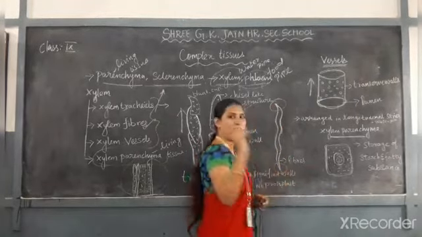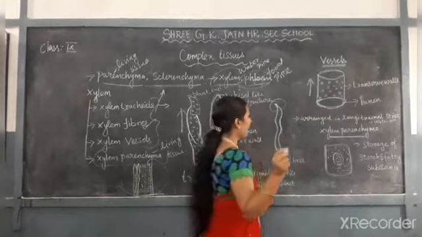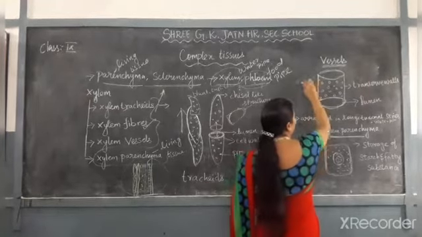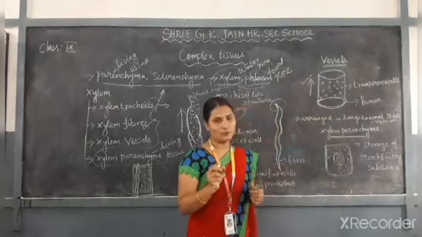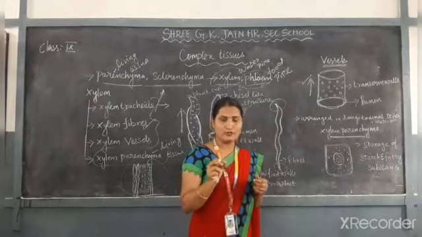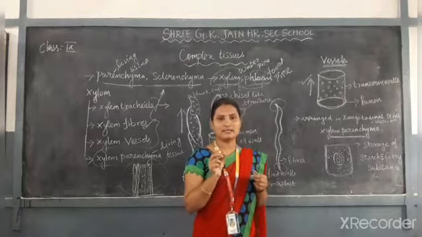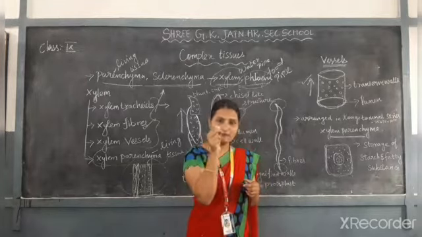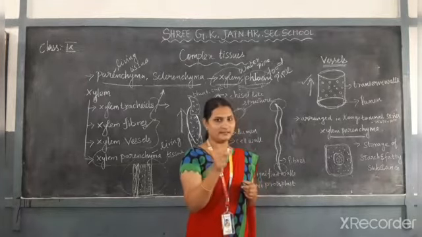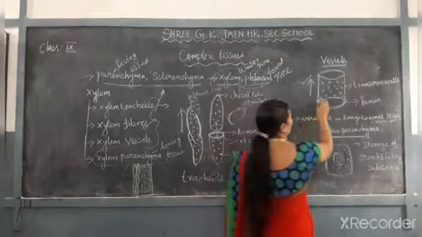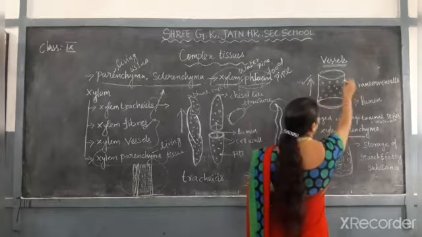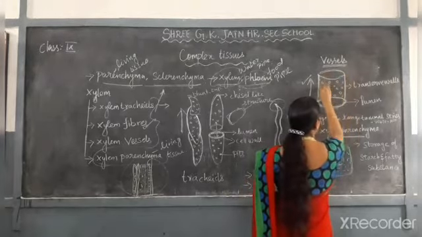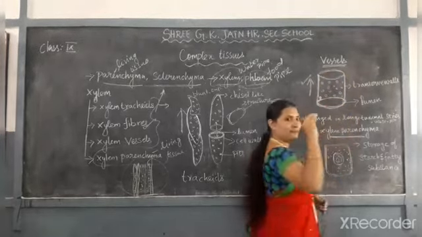They have pointed ends. And if you take the xylem vessel, this xylem vessel has a wide lumen. As I already told you, lumen is the hollow space present inside it, in which only the water gets conducted. So this is the lumen, and these are the transverse walls. Transverse walls means that the pits are present.